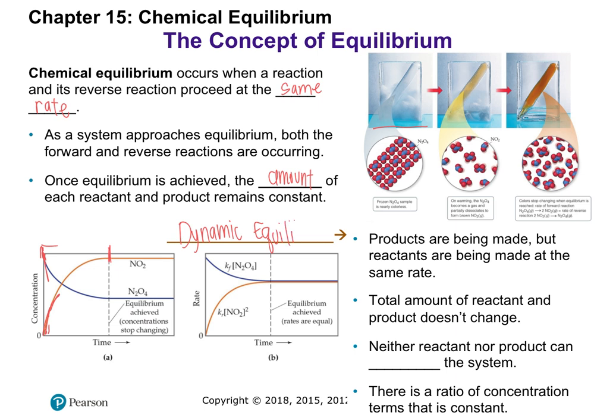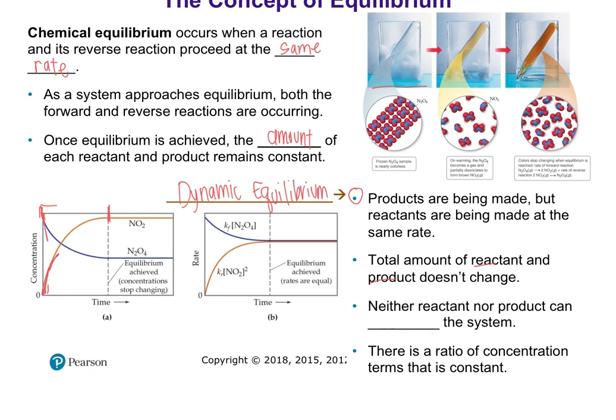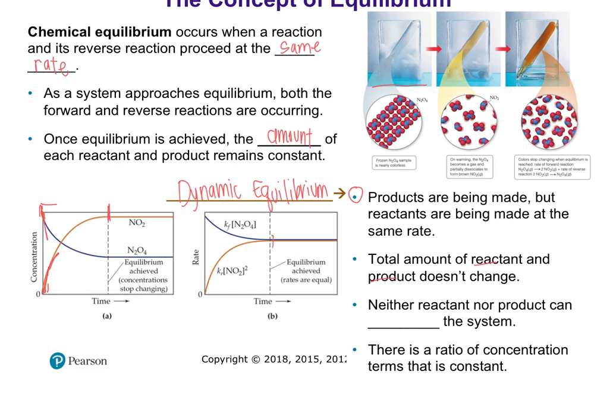We have heard about this before when we talked about vapor pressure and saturation and that kind of thing. But now, instead of phases, we'll talk about actual chemical reactions. So, like I said, products and reactants are both being made at the same rate. The total amount of reactant and product doesn't change, but there are literal molecules that are reacting at the same rate. So it won't look like the total concentration changes at any given point.